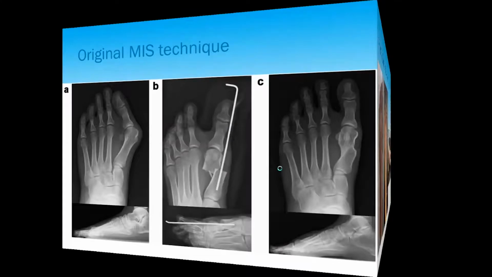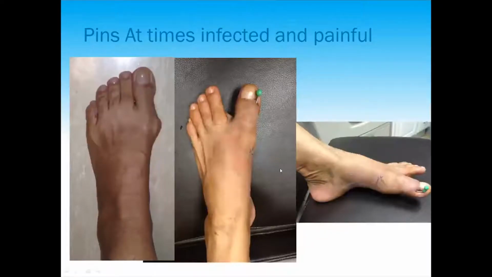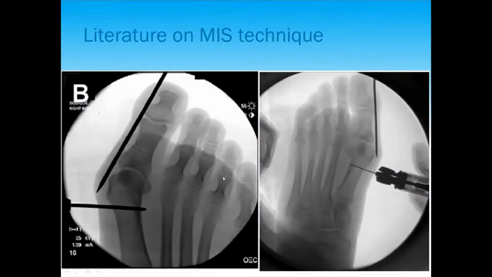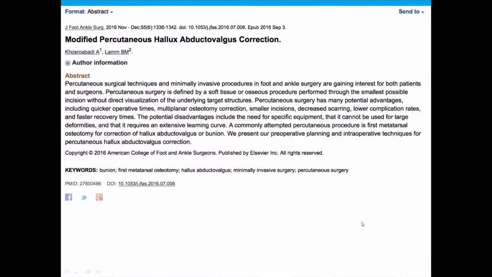So this is what it looks like clinically, the traditional Bosch technique: a small incision, with a pin out the end of the toe. It can get infected and can be painful. The traditional MIS bunion surgery can use a burr-type procedure for the bone osteotomy, or a saw, or you can use multiple drill hole osteotomy, which is typically what I use.